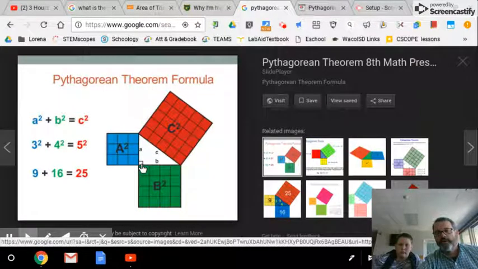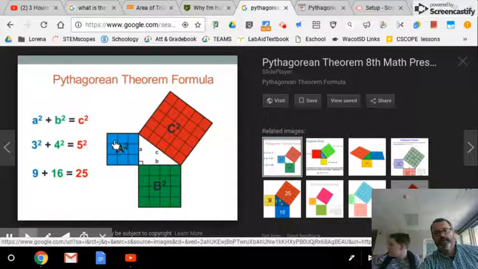So when you have a right triangle, see the point of the square? It always points to the long side, which we call the hypotenuse, okay? And that's your C. So this formula says a squared plus b squared equals c squared. That's saying that a, this side squared plus this side squared equals c squared, okay?